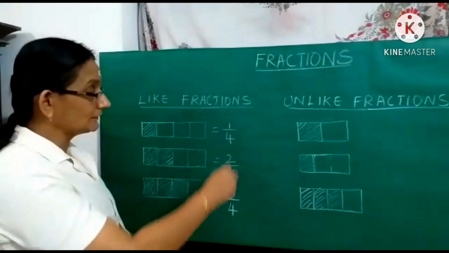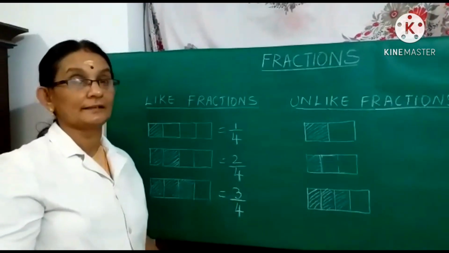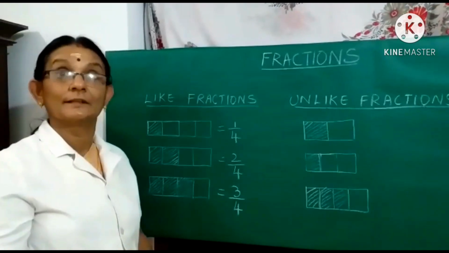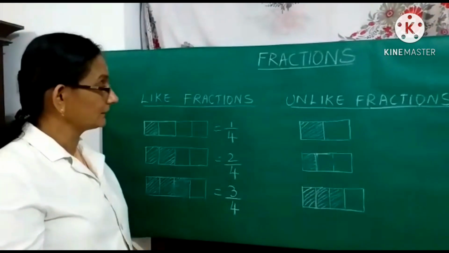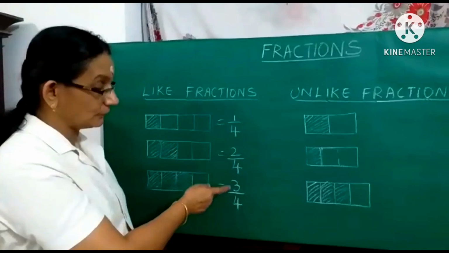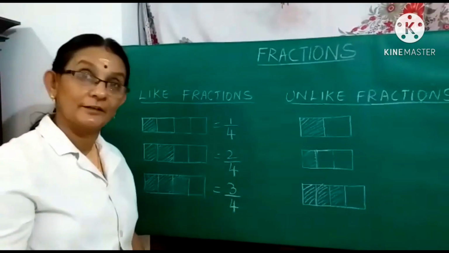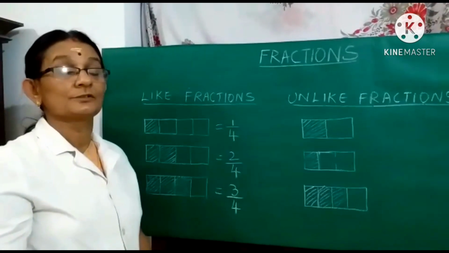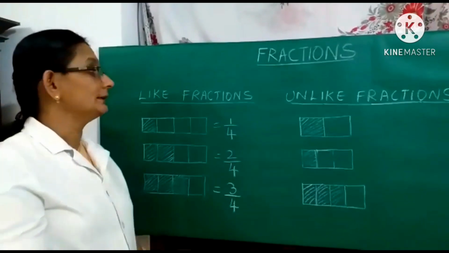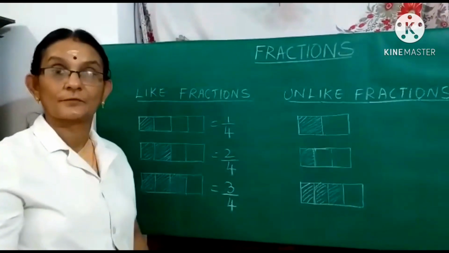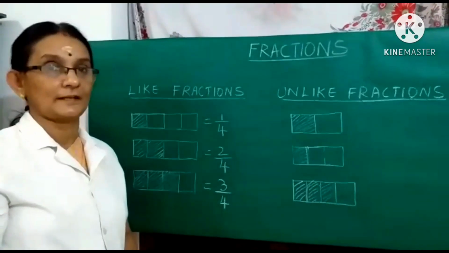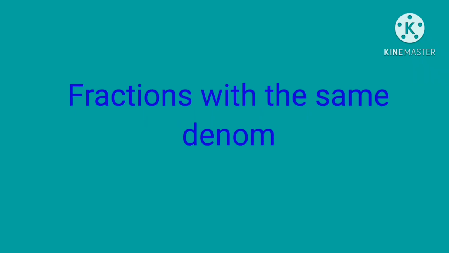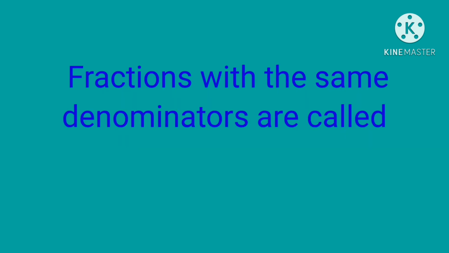Now, in all the 3 cases, you can see that the denominator of the fraction is the same. Isn't it? You can see it is 1 by 4, 2 by 4 and 3 by 4. So the denominators are same. So such fractions are called like fractions. Fractions with the same denominators are called like fractions.